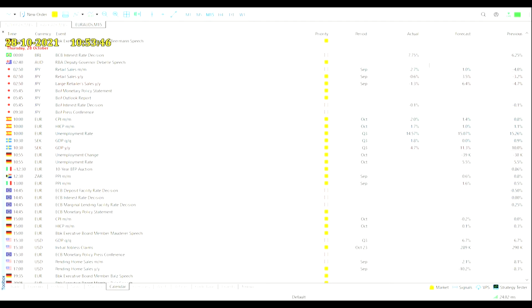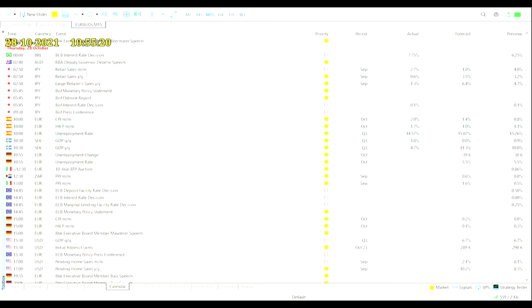Brazilian Central Bank raised their interest rates from 6.25% to 7.75%. Now that's a sign of the inflation that they're facing. Japan retail sales month on month, 2.7% actual versus 1% forecast. Not too bad for the monthly, but it does put the yearly at negative 0.6 actual against 3.5% forecast. Bank of Japan interest rate decision, that was about 5 hours ago, held at negative 0.1% from the previous, no change there.